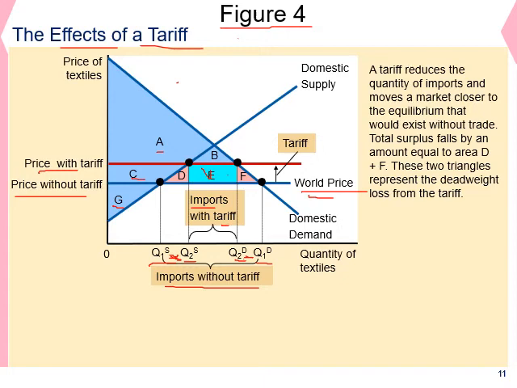So the consumer surplus will be area A plus area B. The producer surplus is going to be area G plus area C. And the government revenue with the tariff is area E. So the total surplus then will be area A plus B plus C plus G plus E. Area D and area F are lost to society. These are called deadweight loss from the tariff.